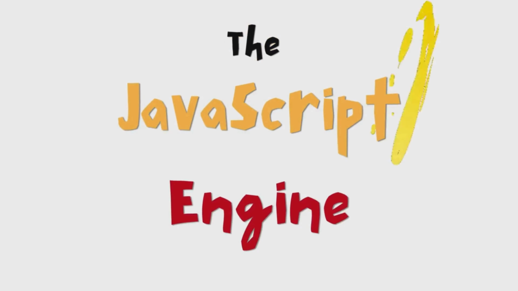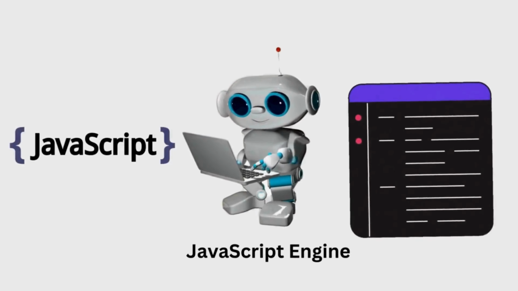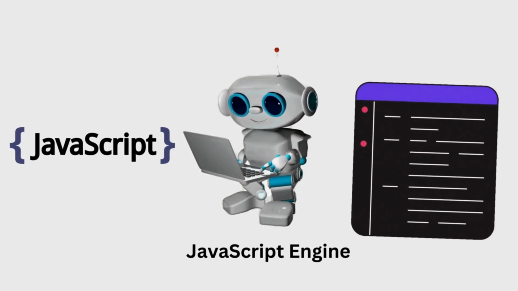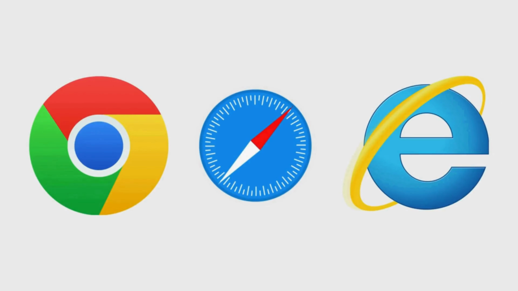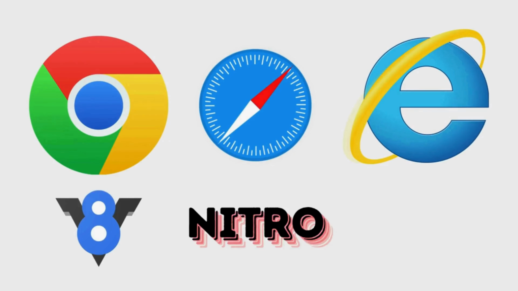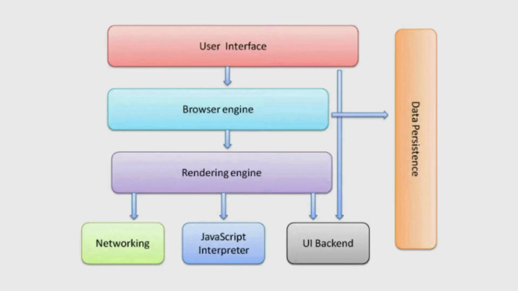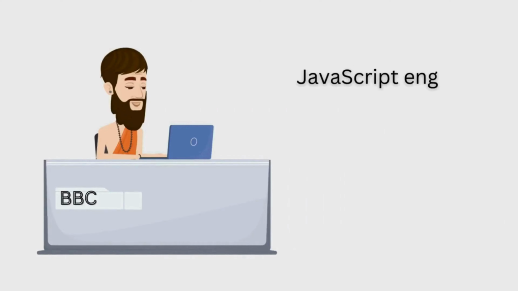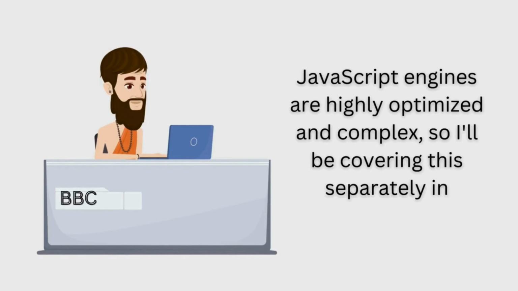The JavaScript engine. The JavaScript engine is responsible for parsing and executing all the JavaScript code you write. It's what makes websites interactive. Every browser comes with its own JavaScript engine. For example, V8 is used by Chrome, Nitro by Safari, Chakra by Internet Explorer. The engine takes care of processing all user interactions with the web page, executing the JavaScript code, and passing the results to the rendering engine to update the web page as needed. JavaScript engines are highly optimized and complex, so I'll be covering this separately in another video.